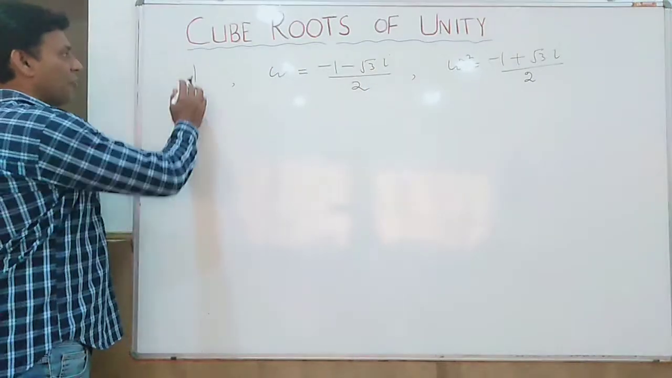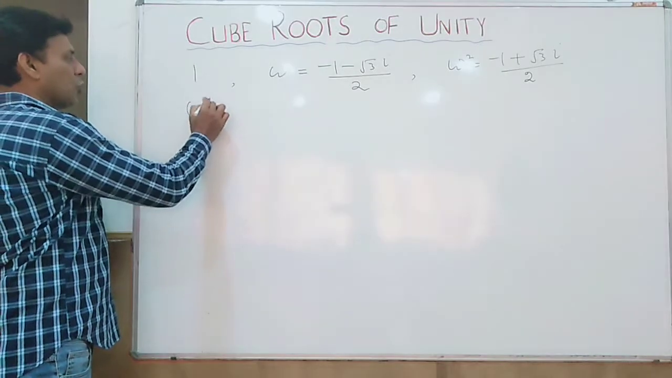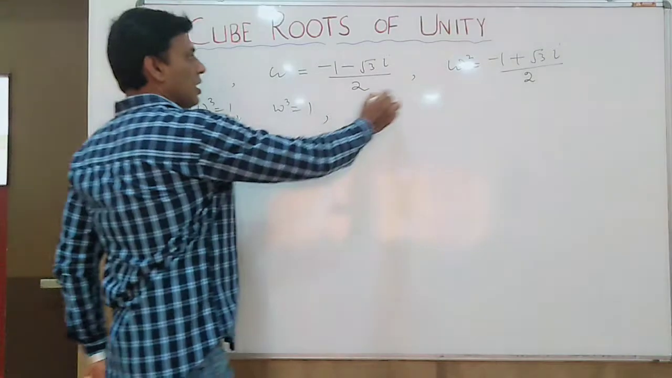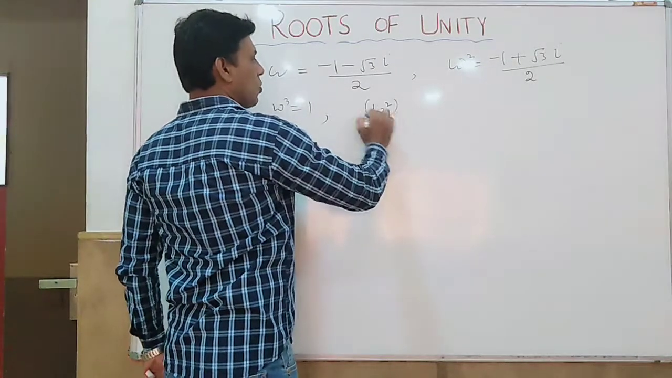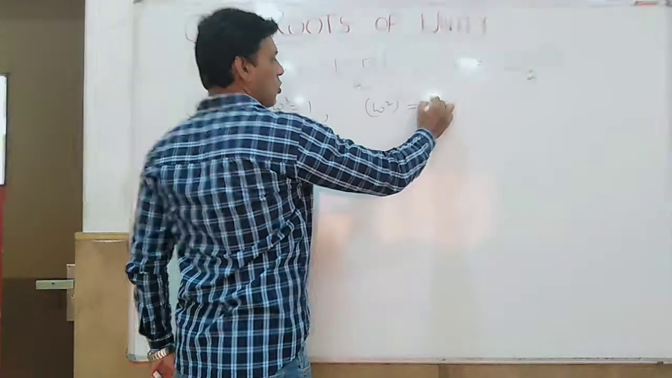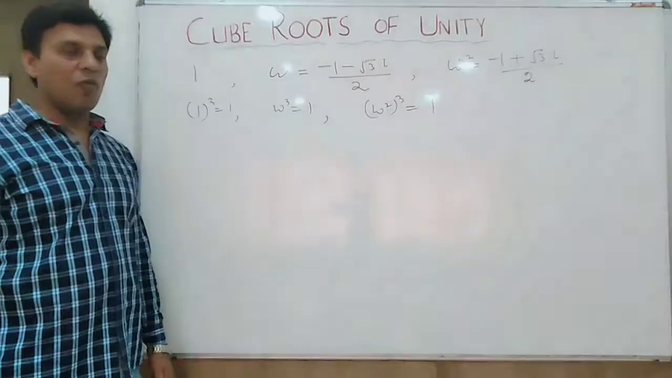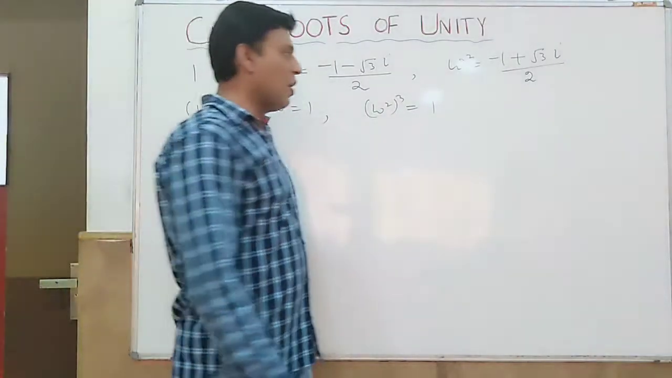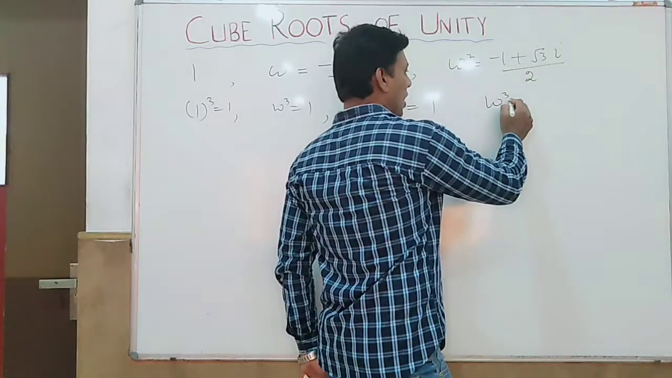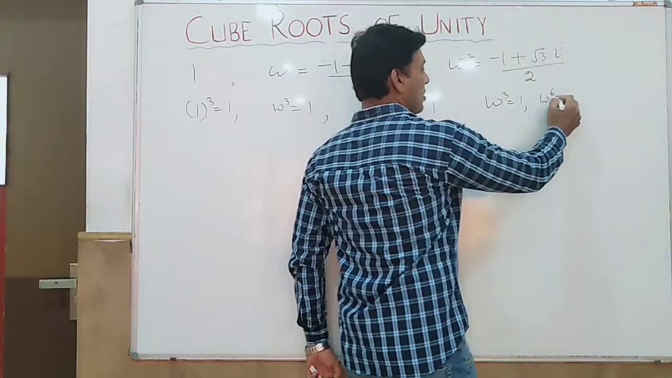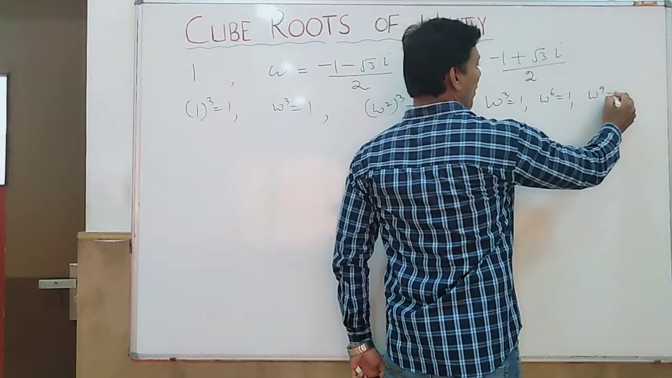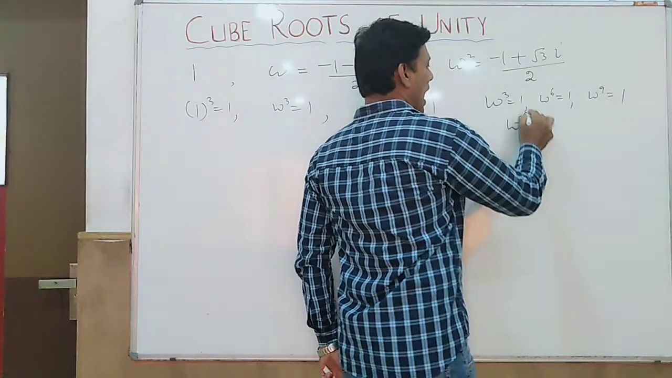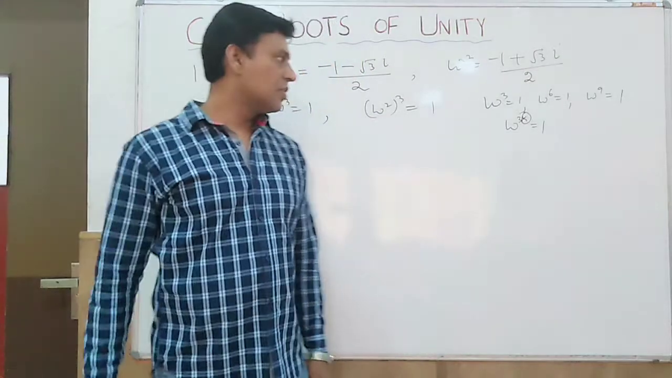Number 1, if you cube anything, like 1 cube will be 1. If you cube this, omega cube will also be 1. If you cube this, that is omega square cube, will also be 1. Property number 1. And all integral multiples of 3 will be 1. Like omega cube is 1, omega to the power 6 is 1, omega to the power 9 is 1. That is omega to the power 3k will be 1, and k is an integer.